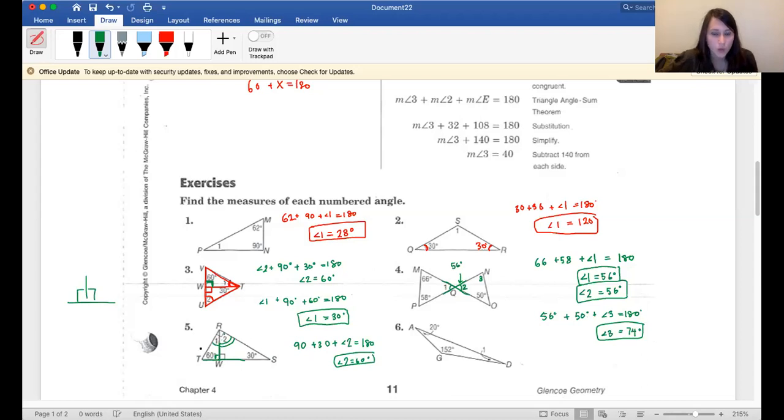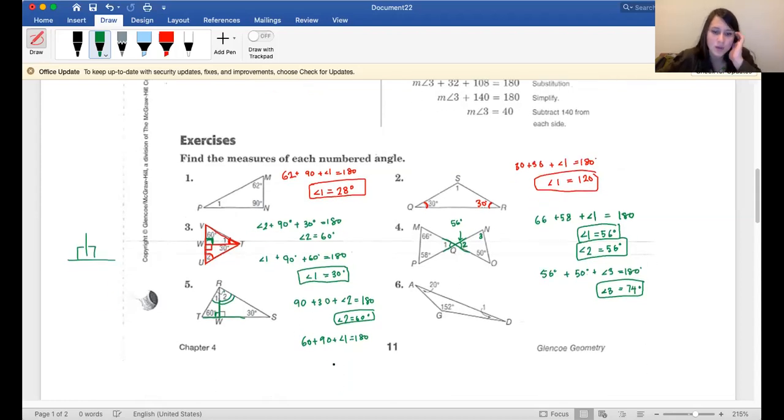And then angle 1, to find that, we do 60 plus 90 plus angle 1 equals 180. That's very similar to number 3, isn't it? So then when I subtract, angle 1 equals 30 degrees.